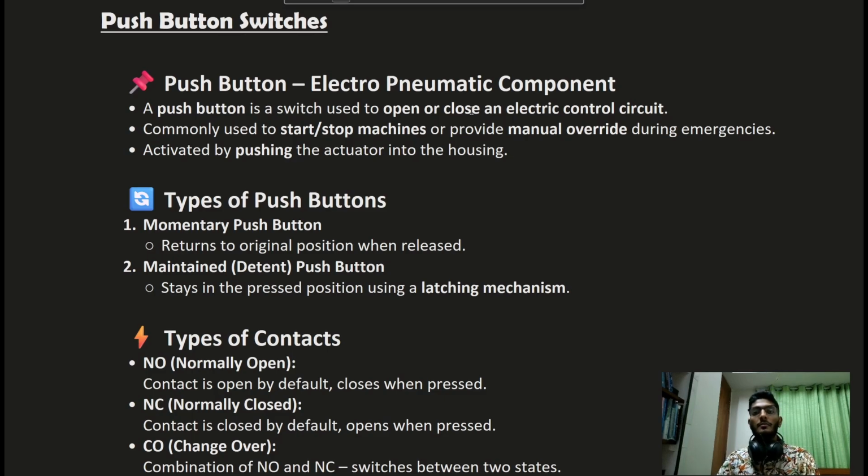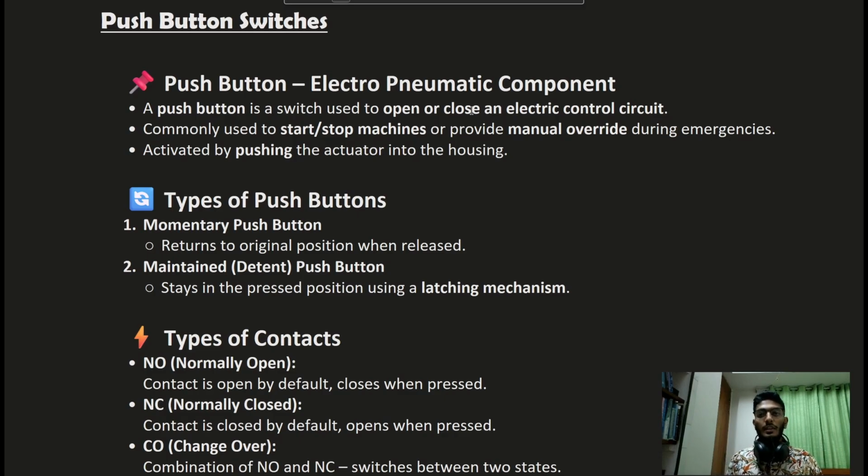We have push buttons in pure pneumatic systems, but the difference is that in a pure pneumatic system the working medium was the airflow, but in here the medium is the flow of electrons or electricity. So a push button is usually used for starting or stopping the machine, or it can manually override some process.